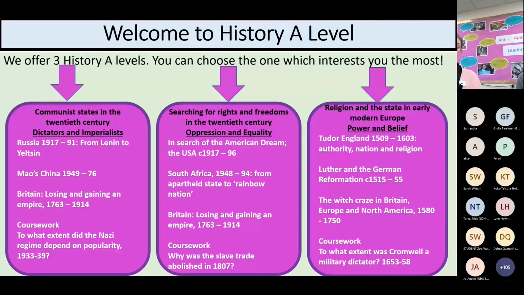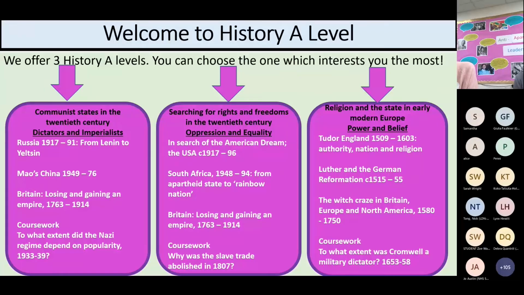Before you start, you'll get to come in on an introduction day in the summer, in June, and then you'll be able to try out either one of the histories. Or if you're really not sure, we'll do one general session, but try out one. You'll get to either try out dictators and imperialists or oppression, equality and power of belief. And that will help you decide. And at the end of the session, we'll talk through the other types of history.